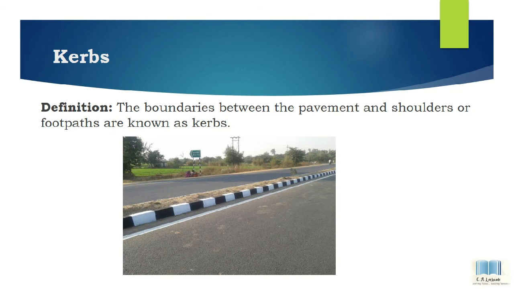Then the next term is curb. The boundaries between the pavement and shoulder or footpath are known as curb. Means it is the finished surface from the reduced level. It is the boundary between the pavement and shoulder. This black and white strip is called curb.